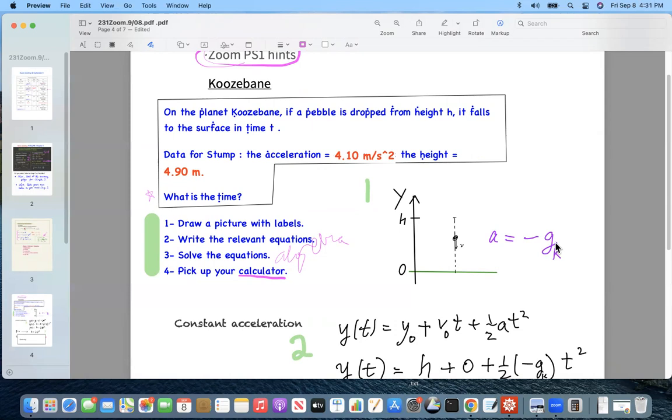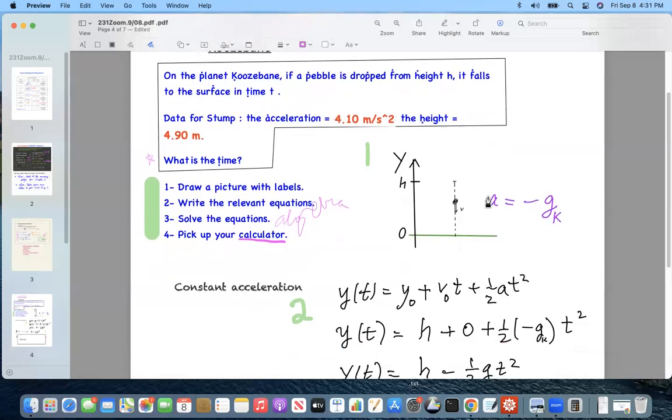Now again, I know the value of g sub k. It's 4.10 meters per second squared, but I'm not going to write down 4.10 meters per second squared because that's a variable. That's something that could be different in different problems. I'll just write it down as a symbol. So this is step one.